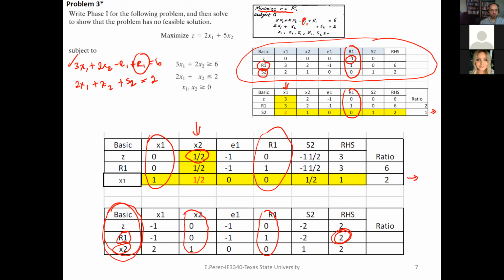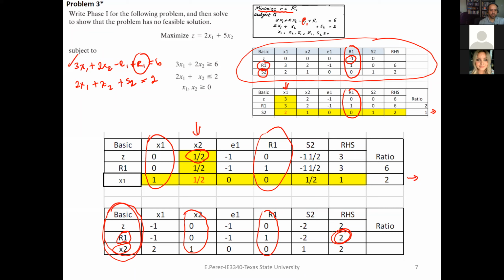We can check with the constraints. You can see the constraints of this problem. You have a constraint that is less than or equal to 2, and then you have a constraint that is greater or equal to 6. If you try to find an x1 and x2 value that will satisfy both constraints, you will not find it. You can try. Let's say we use x1 equals 1 and x2 equals 0. Then it's going to be 3 times 1 plus 2 times 0, which is equal to 3. So it's not going to be greater than 6.